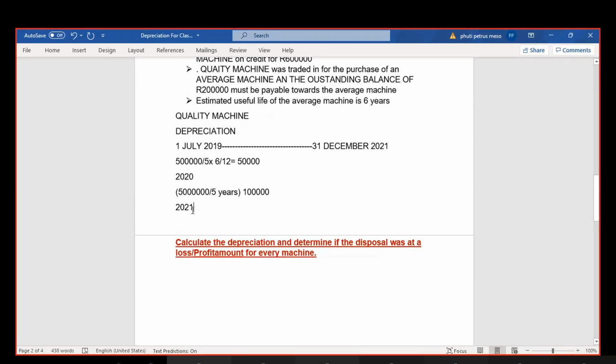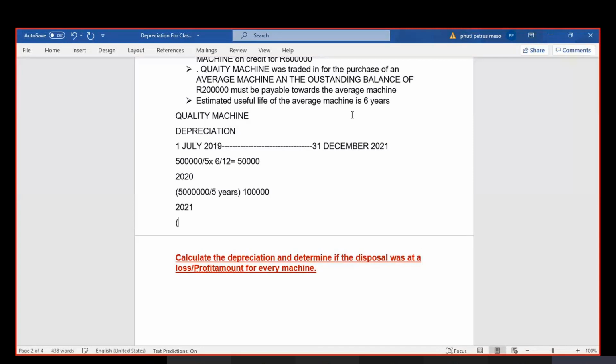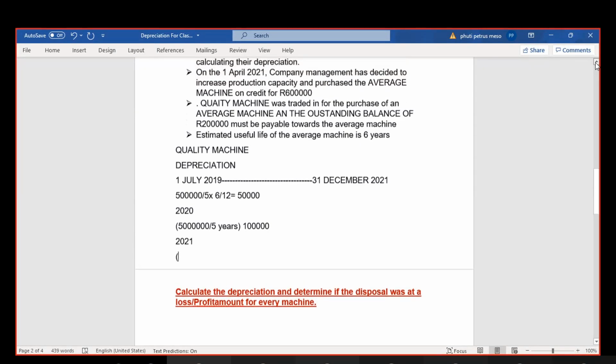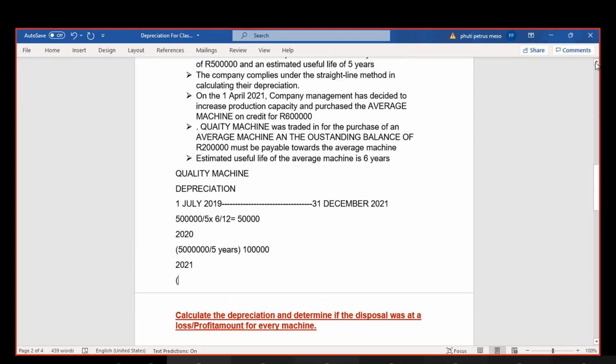2021 would have been a full year's worth of depreciation if the quality machine was not traded in. Okay, and then how would you approach it? So the quality machine was traded in for the purchase of an average machine. I'm assuming that's at the outstanding balance of 200,000. I'm just not understanding that. Maybe you will understand it. On the 1st of April 2021, the company management decided to increase production capacity and purchase the average machine on credit worth 600,000 rand. The quality machine was traded in for the average machine with an outstanding balance of 200,000 rand payable towards the average machine. My estimated useful life is 6 years for the average machine.